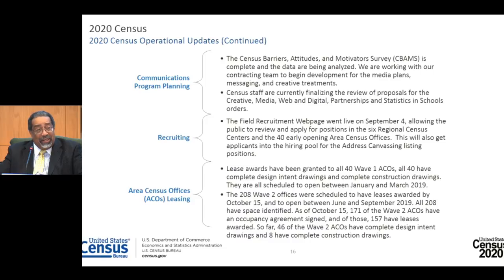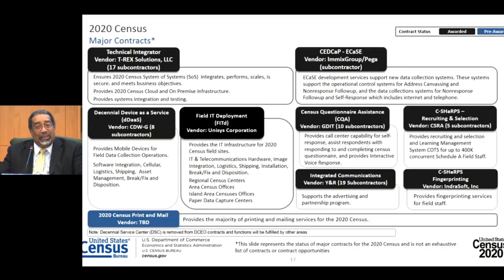We are clearly behind on our process of getting the ACOs prepared, leased, and ready to open. We're working closely with GSA, who's our partner in this enterprise, to close the gap as quickly as possible. There are several contingencies that would be in place if we continue to run behind. Number one, some of the staff can start working in the RCCs, which are currently operating, and covering those areas if their offices are not ready to open. We don't want to have to go to that.